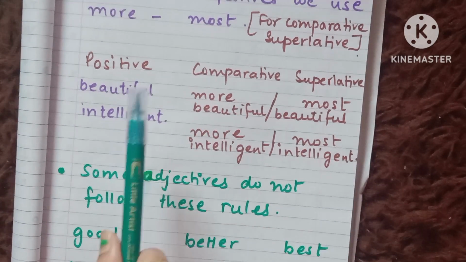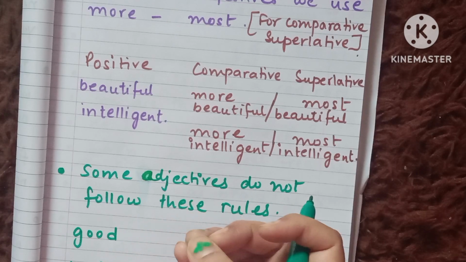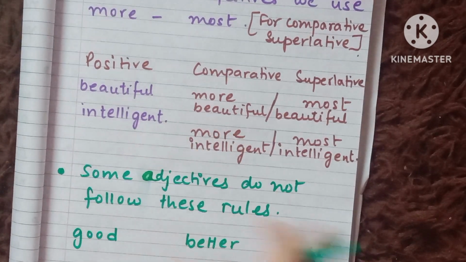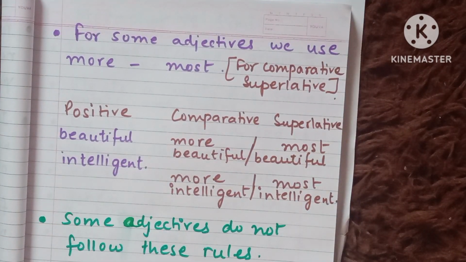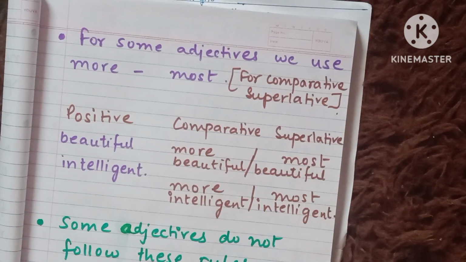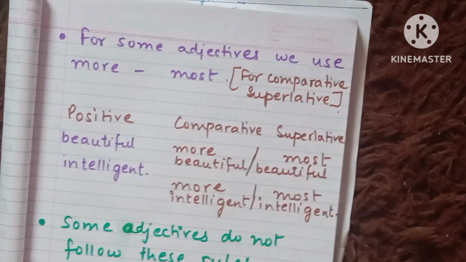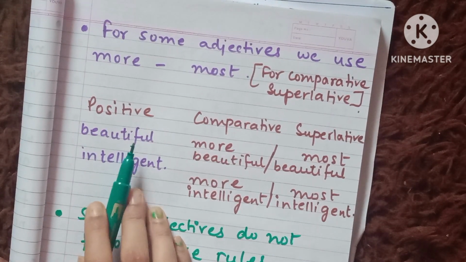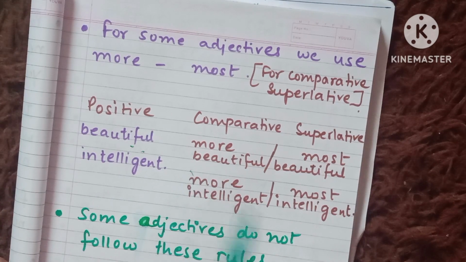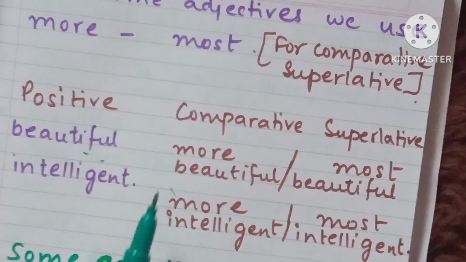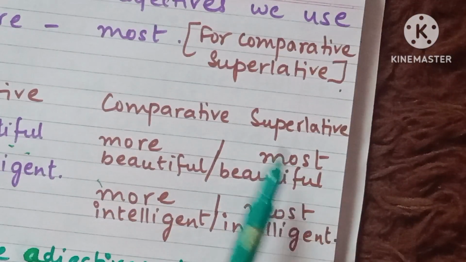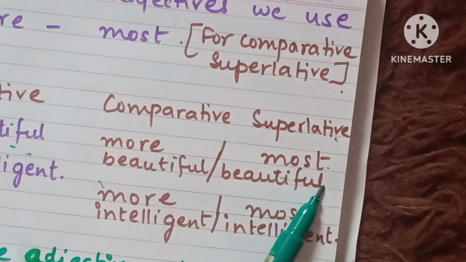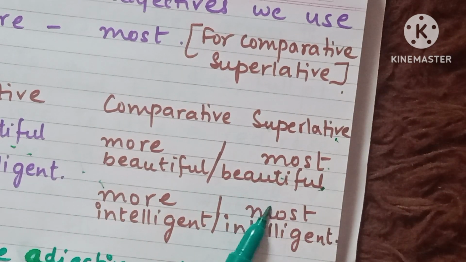Where the words are only adding. See, for some adjectives, we use the words more and the most. So more and the most with the adjectives we are going to use here. Positive, when there is no comparison, beautiful. Then when there are two persons, we will use the word more for the comparative, more beautiful, and for the superlative, most beautiful.